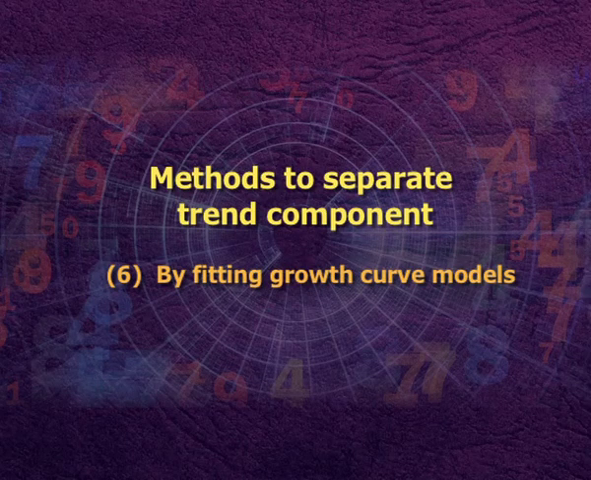Number 6. By fitting growth curve models. Some growth models like Gompertz, modified Gompertz, logistic curve, etc. can be fitted for trend component assuming functional relationships for trend equation.